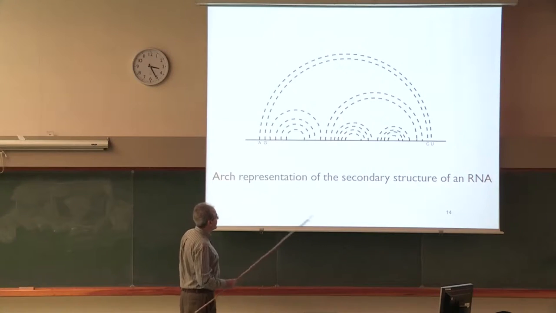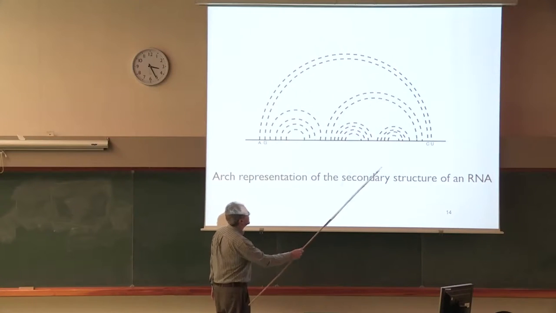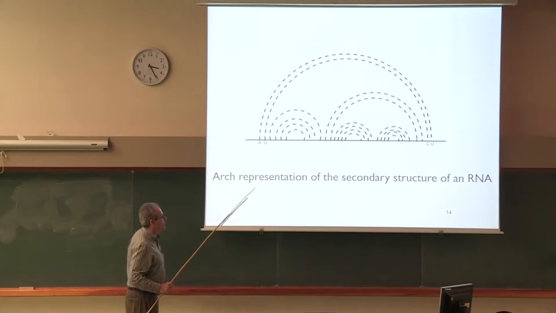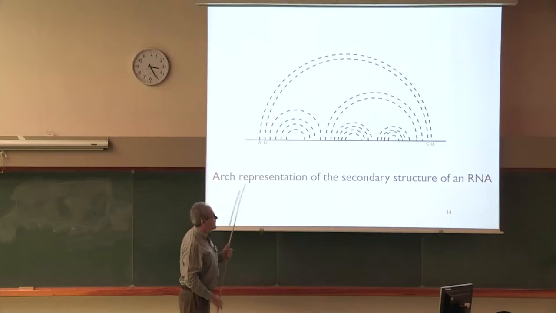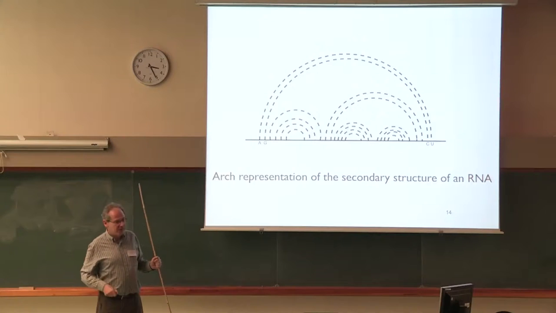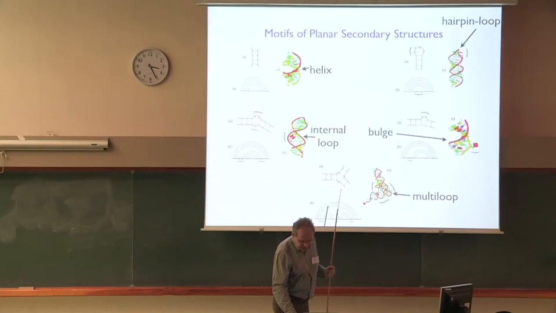So the secondary structure will be given as follows: on the line you put the sequence of bases as they exist along the backbone, and then by the dotted line you represent the pairings of the various bases which exist on your RNA in its folded shape.